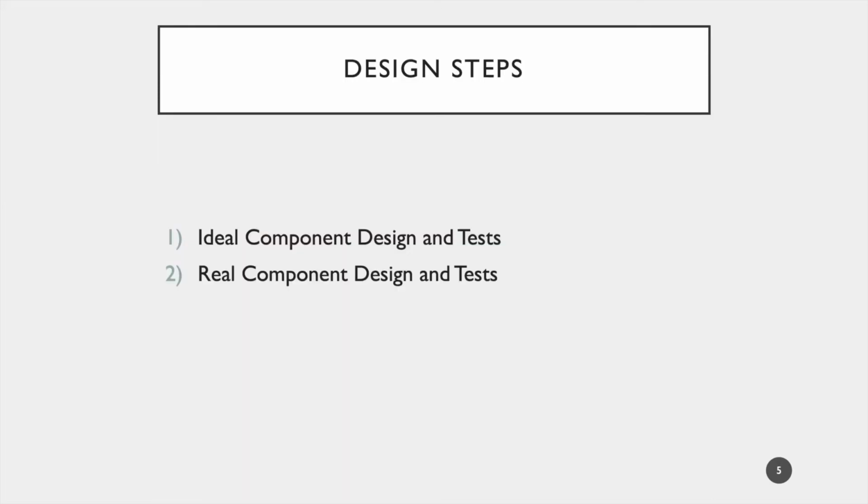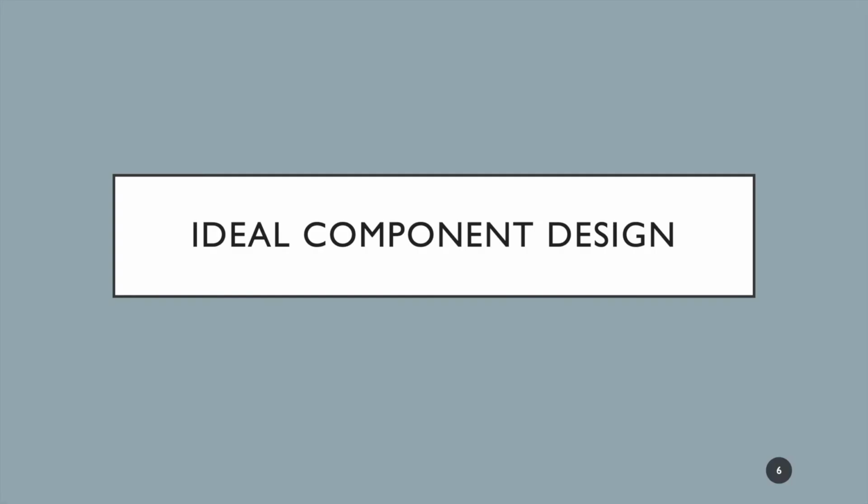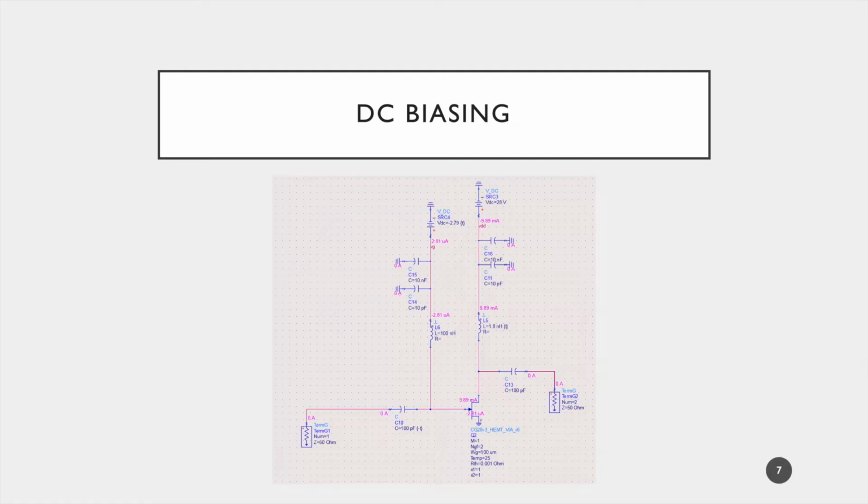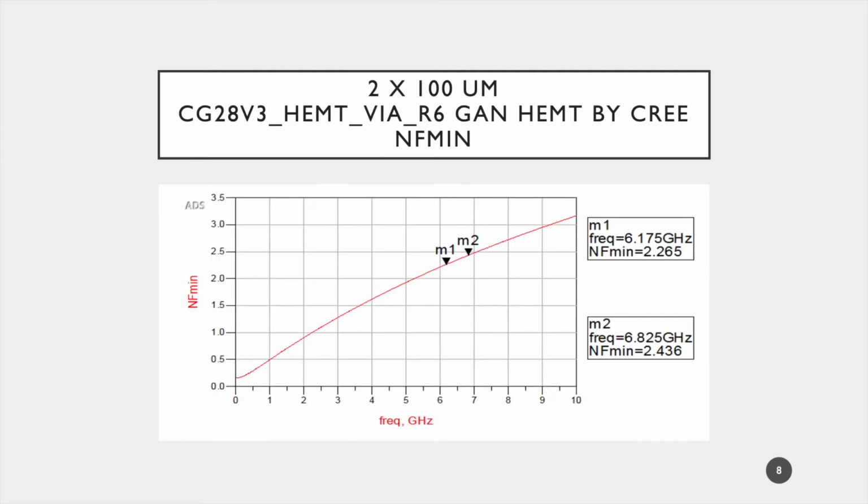At first, ideal and lumped components were used for the initial design. Then for the final design, real components from Cree's process design kit were used. Let's check the ideal component design. Large signal models were used, and at first the transistors were biased at 50 mA per millimeter operation point. Later, it was observed that the bare transistor has a minimum possible noise figure of 2.44 dB at the band.